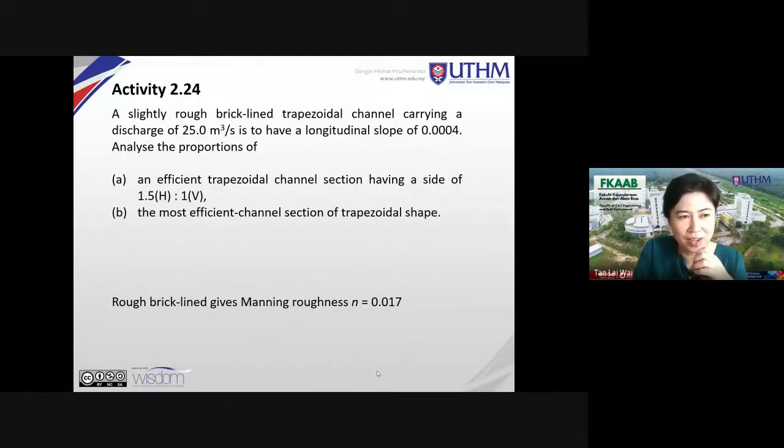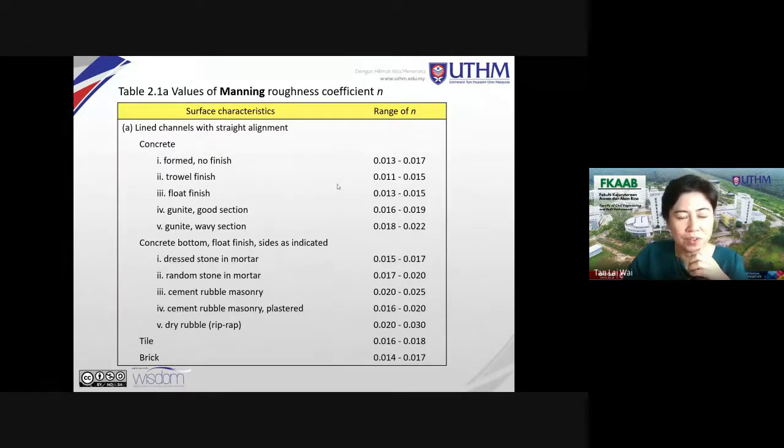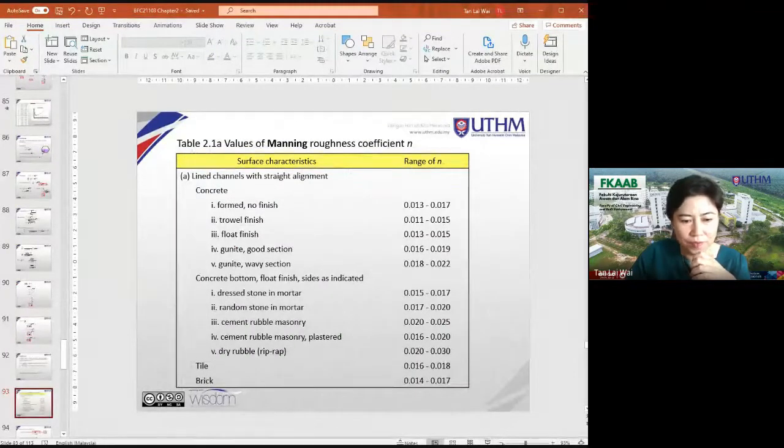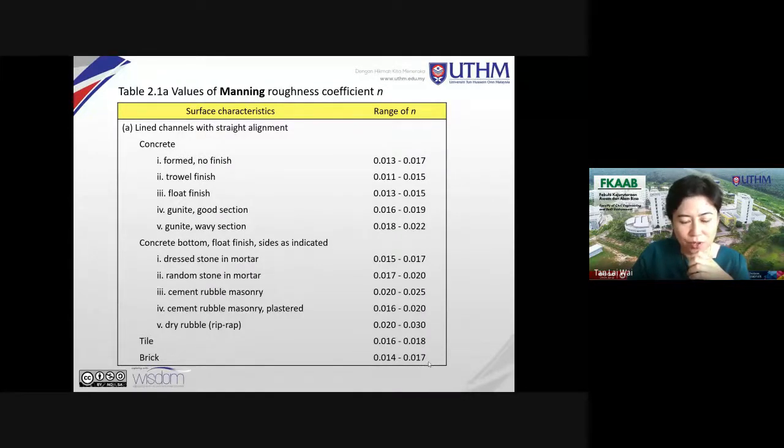It says slightly rough brick line channel. So the question already gives us the description of the channel lining, which is rough brick. Now, if we go to the table of roughness coefficient, try to find where you have this lining of brick. If you look at this table, at the last line there, you have brick. The Manning roughness coefficient is given in the range of 0.014 to 0.017. When you are answering this question, you could say for rough channel, you are going to choose the highest limit of the roughness, which is 0.017, because you are assuming it to be very rough.